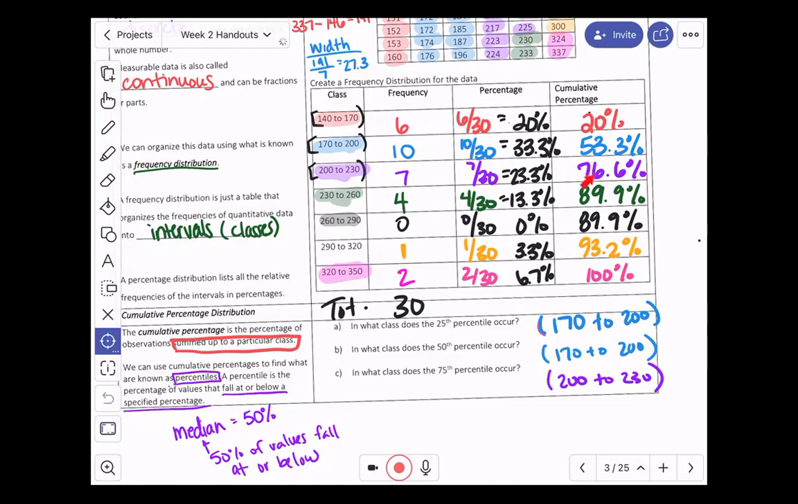To get to 76.6, I took what was right here at 53.3 and added what to it? 23.3. And that gave me 76.6, right? Then I took 76.6 and added what to it to get to the next one? 13.3. Yes. Okay, I got 89.9.